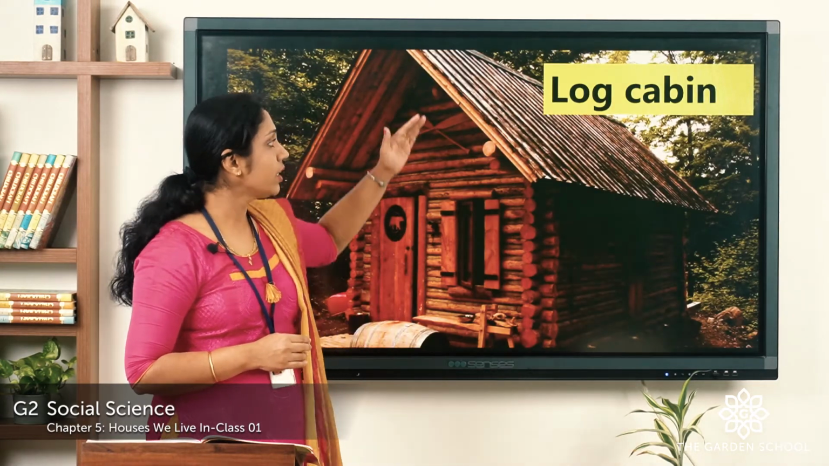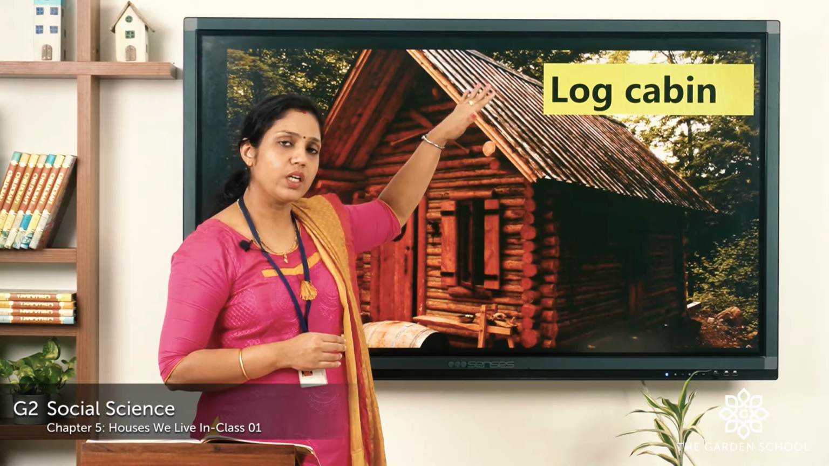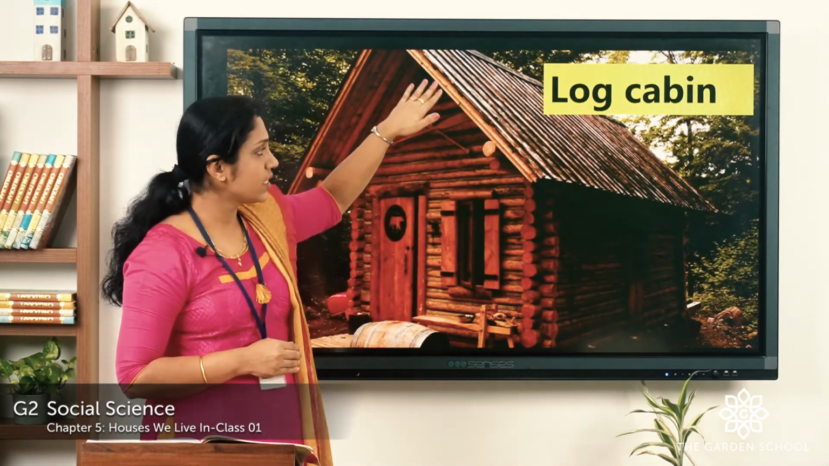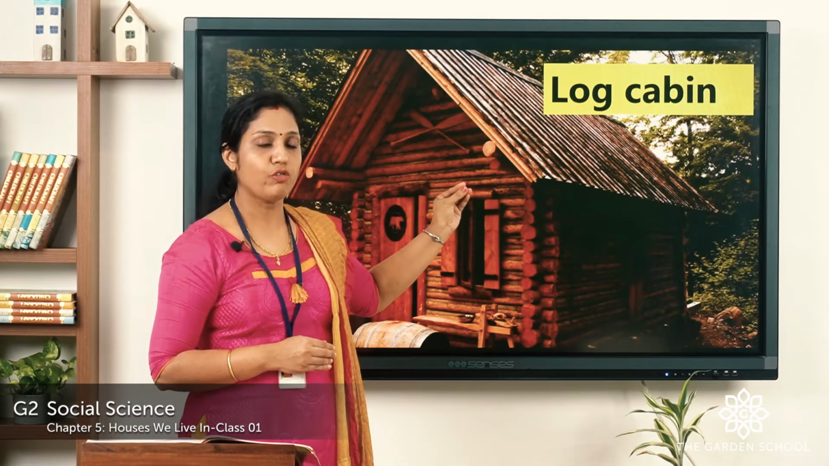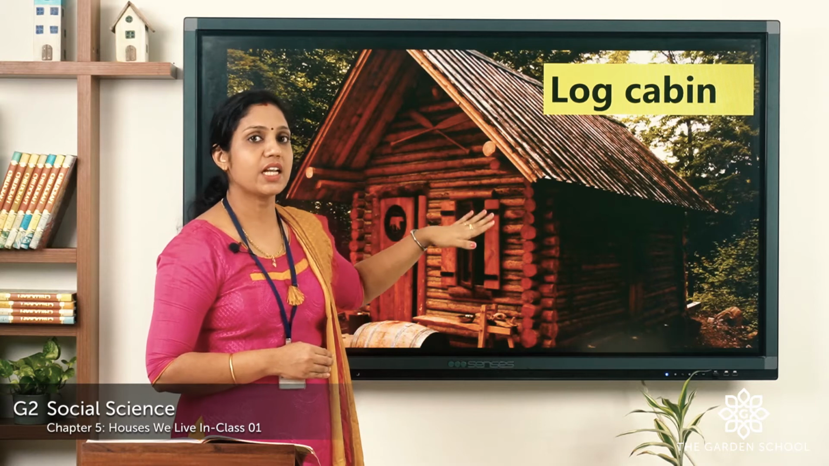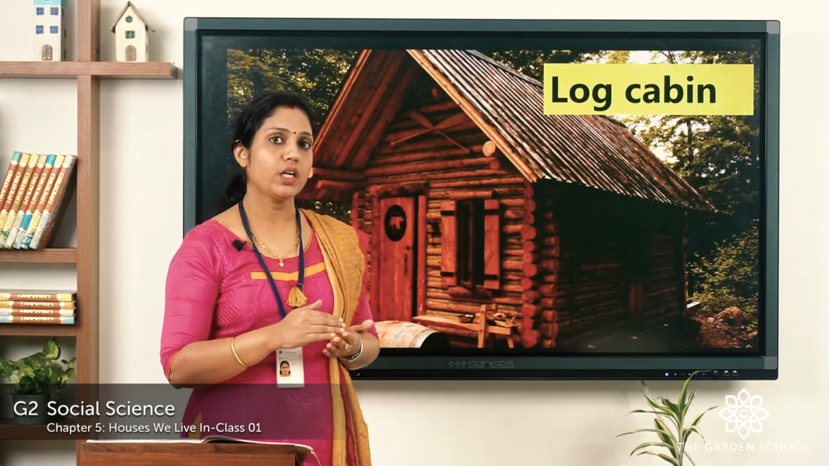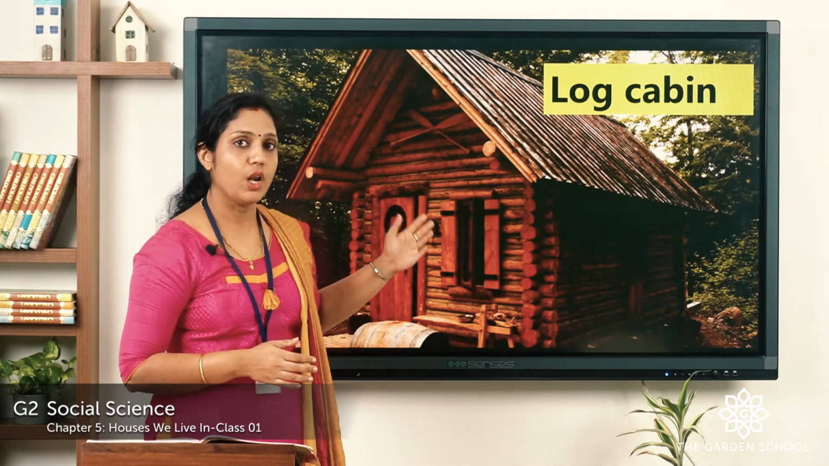And you can see that the roof is a slanting roof. So what is the roof? The roof is the upper part of a house. You can see that this is slanting. So if it rains heavily or if there is snowfall, it easily slides off. So the rainwater doesn't stay on the roof of these types of houses. So this is a log cabin, and people in forests or mountains use these log cabins.